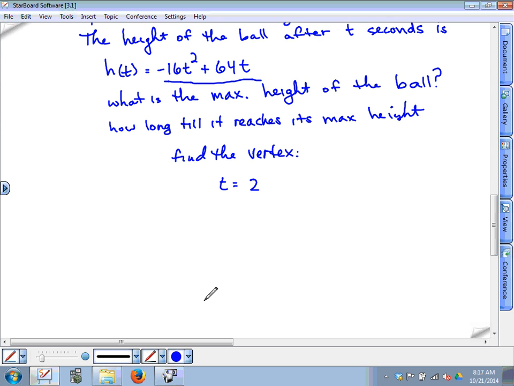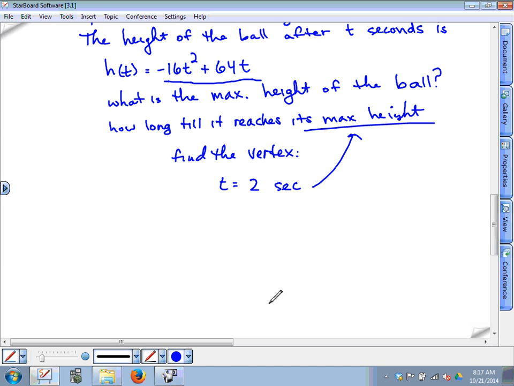Now, does this mean it reaches 2 feet in the air? What does that mean? It means the maximum height occurs at 2 seconds. So that actually answers the second question. It takes 2 seconds for the ball to reach the maximum height. So the ball is only going to travel upward for 2 seconds. Then it starts to fall. So that answers this question.